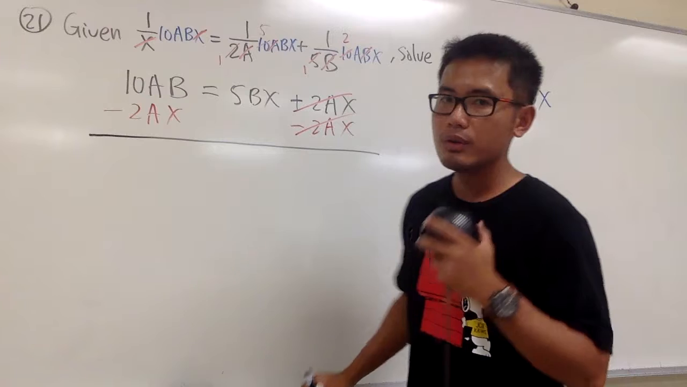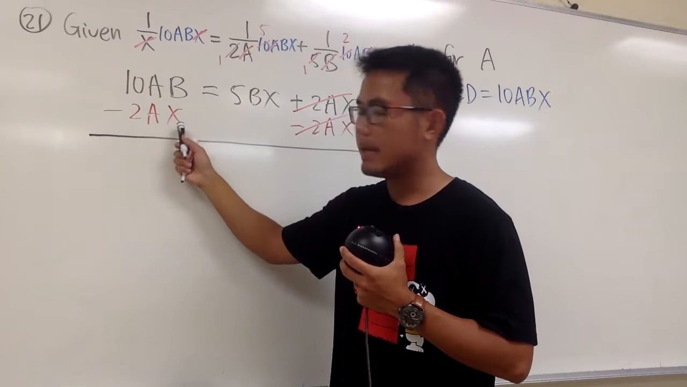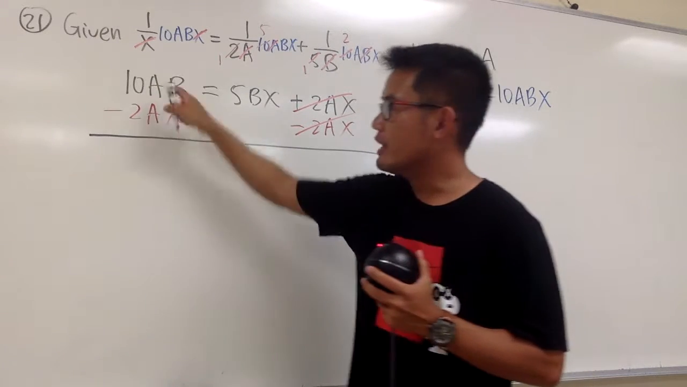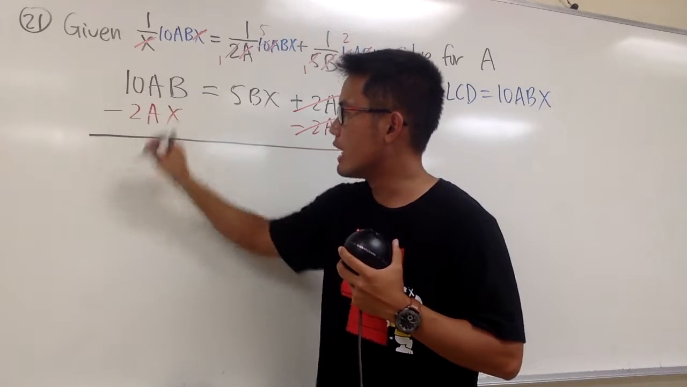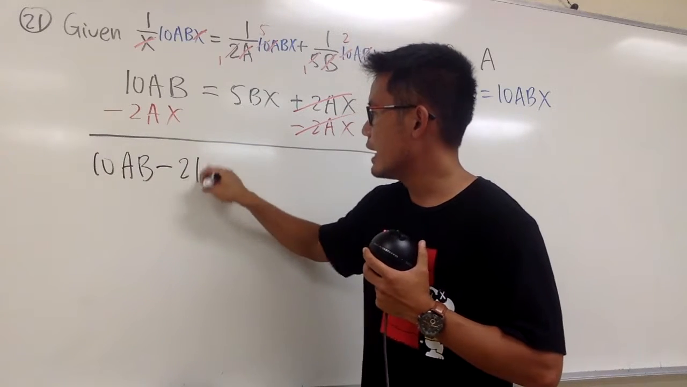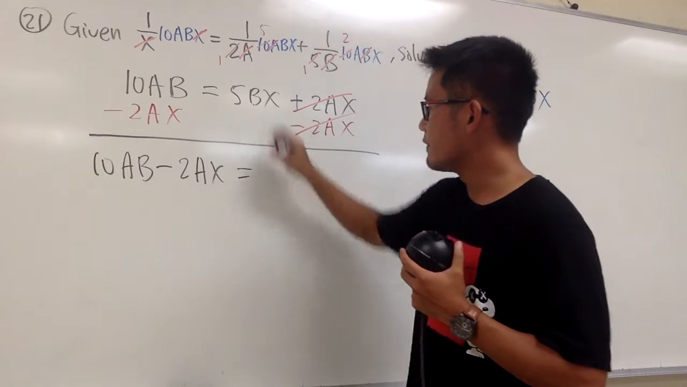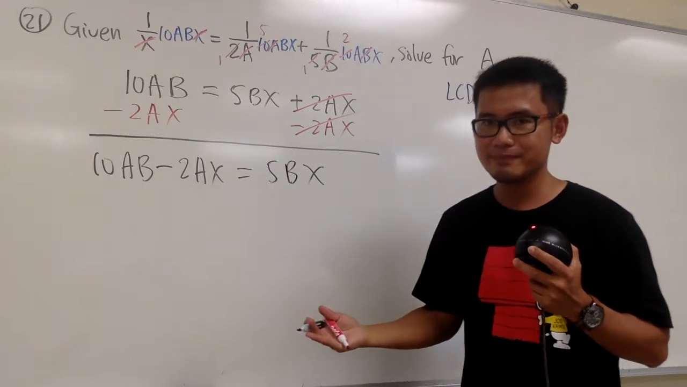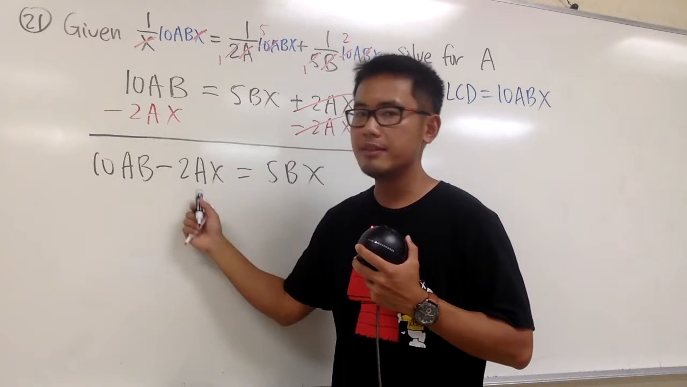And on the left-hand side now, you can see 10ab, and this is minus 2ax. They have different variables, so they are different terms. We cannot combine. We just have to write it down as it is. Right here, let's put down 10ab minus 2ax. That's what we have. And this is equal to 5bx, like this. And now what? Well, as you can see, on the left-hand side, both of the terms, they have the a now.